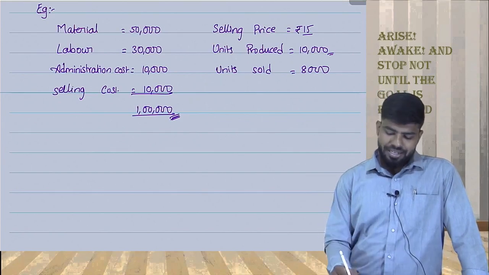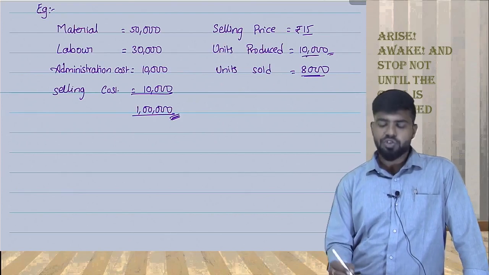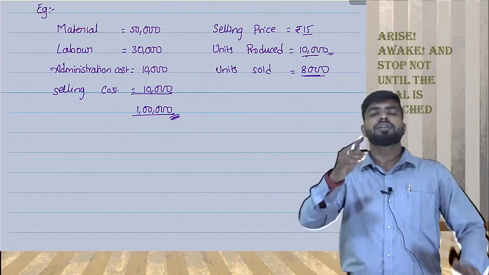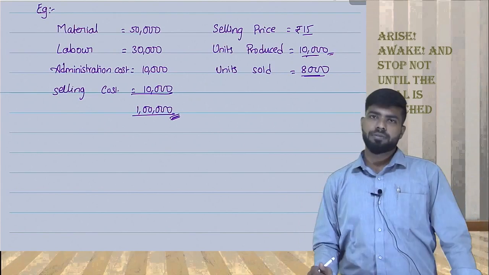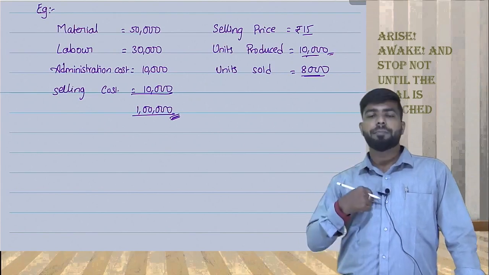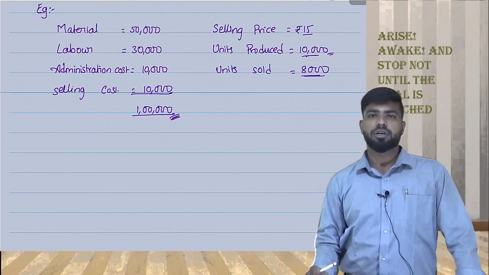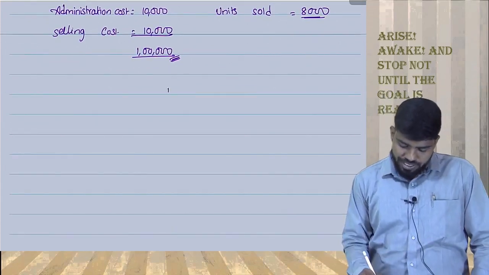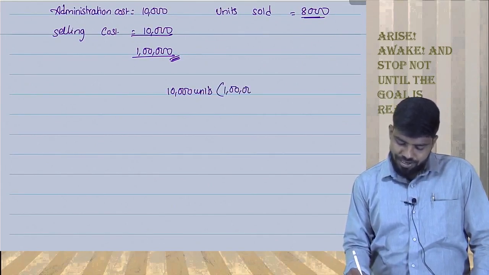What is the mistake I am doing? I am wrongly comparing 8,000 units sales with 10,000 units cost, which is against the matching principle. So what we need to do? The 10,000 units should be bifurcated into 8,000 and 2,000. What is the 2,000? Closing stock. I am producing 10,000, but I am selling 8,000. Balance 2,000 will be considered as closing stock. So first we will take 10,000 units, which has the value of 1 lakh.